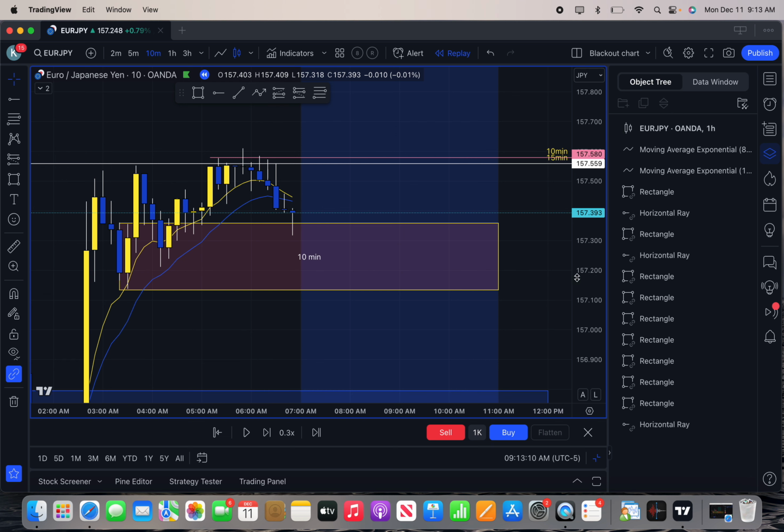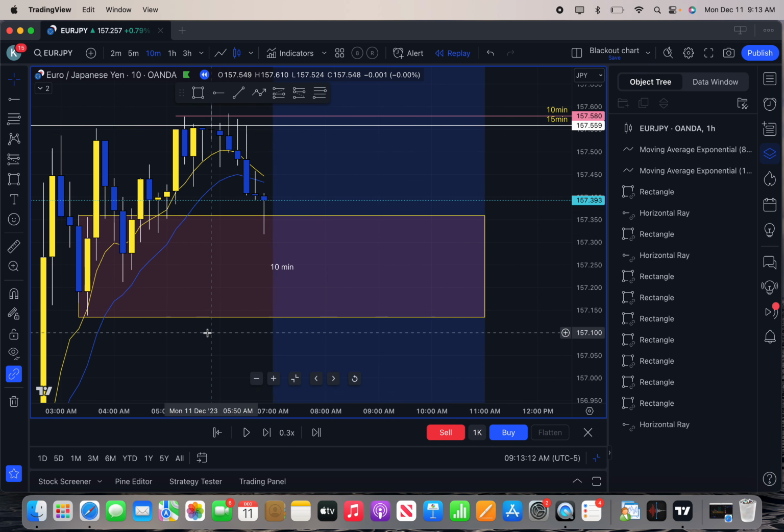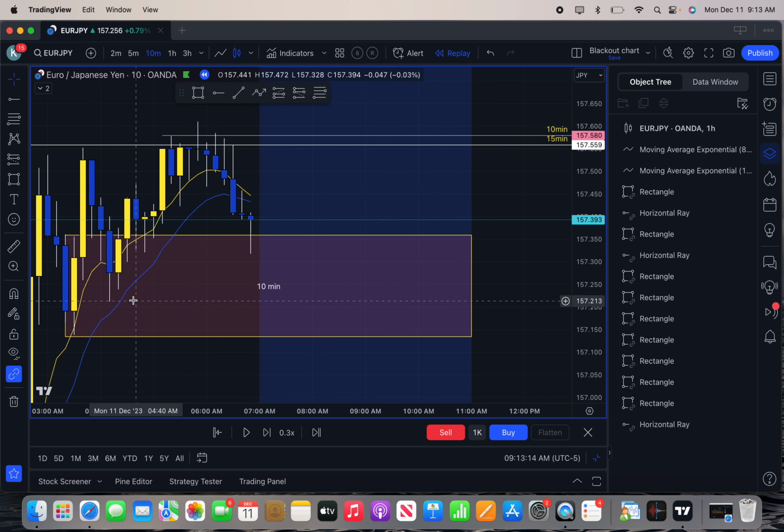Now let's identify what phase of the market the 10-minute is going through. The 10-minute has impulsed, so impulse from this low, broke this high. That's where the impulse ended. It hasn't broken the high anymore.